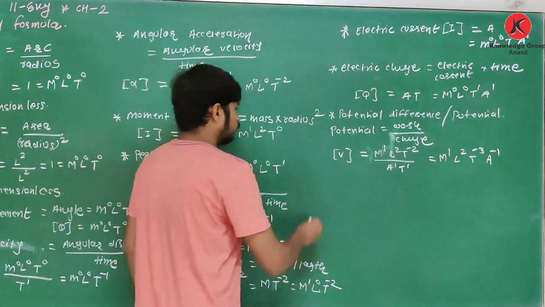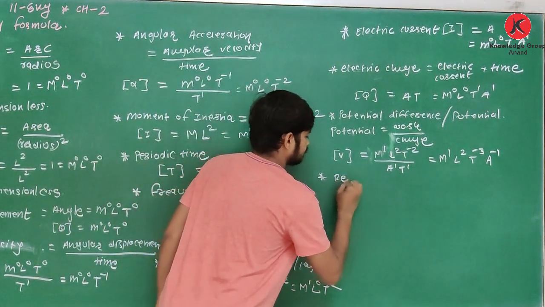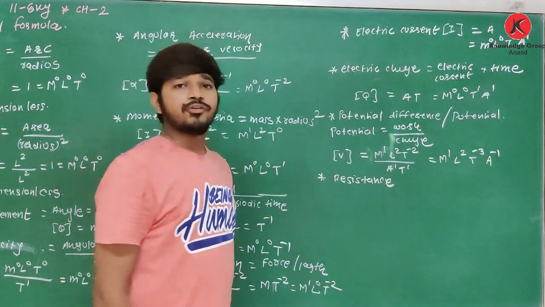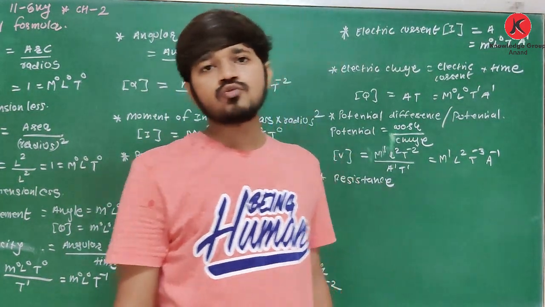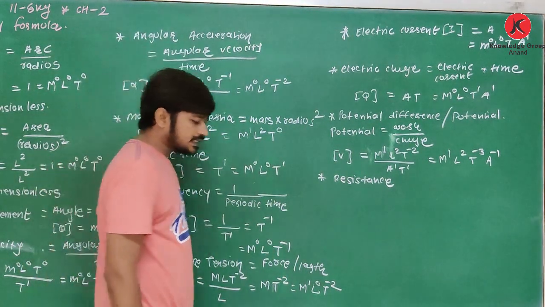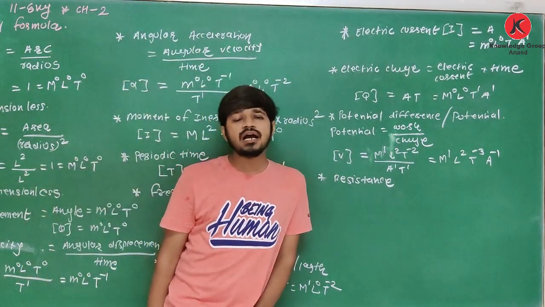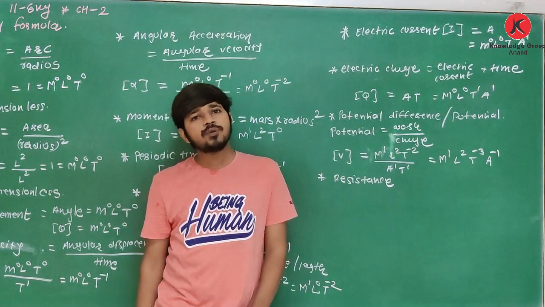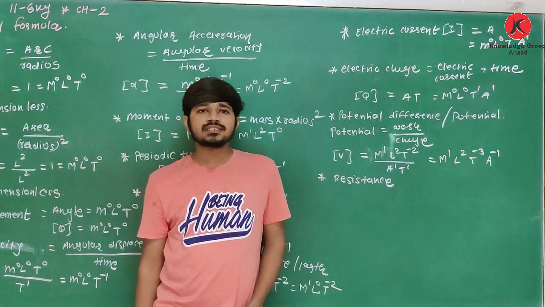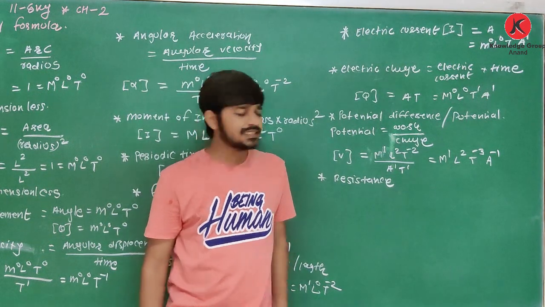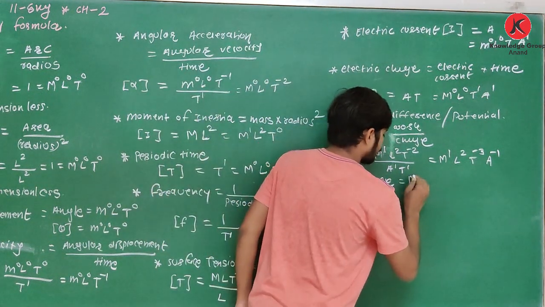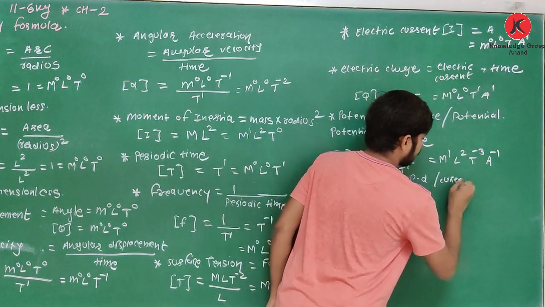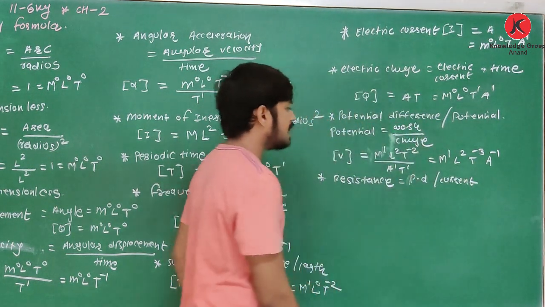Okay. Now for resistance. Yes, you know Ohm's law, that is V is equal to IR. Then how to obtain dimensional formula of resistance? What is resistance? Resistance is equal to potential difference divided by current.